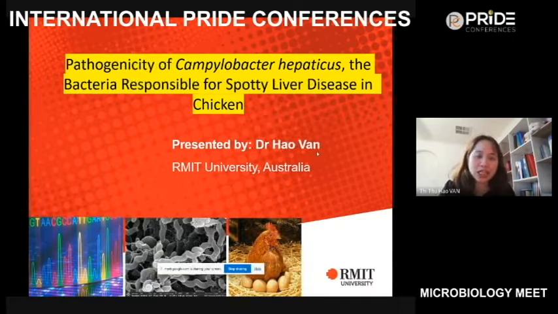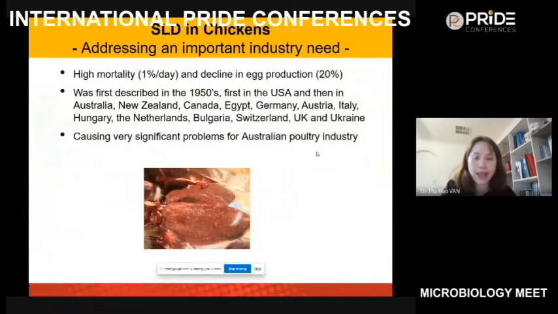So my group's research is on Campylobacter hepaticus. This is a bacteria which causes spotty liver disease in chickens. We started this research 5-6 years ago, and we made a lot of progress in this area, which I'm going to show you. But firstly, I'm going to talk about SLD first. What is SLD, spotty liver disease in chicken, because some of you may not have heard about it.